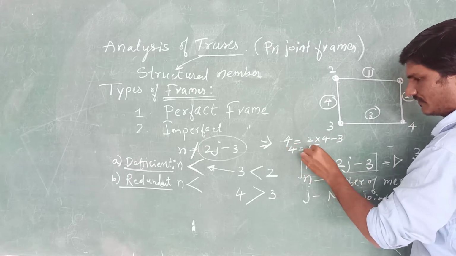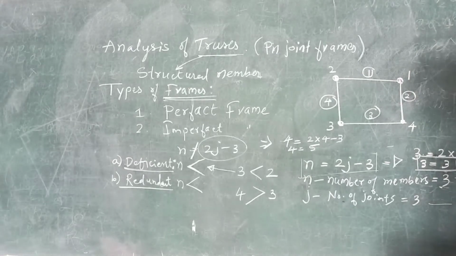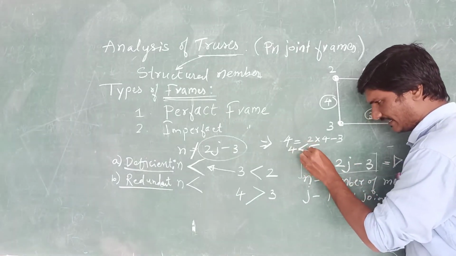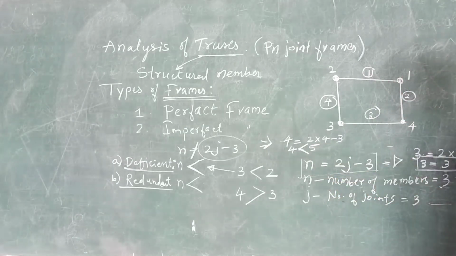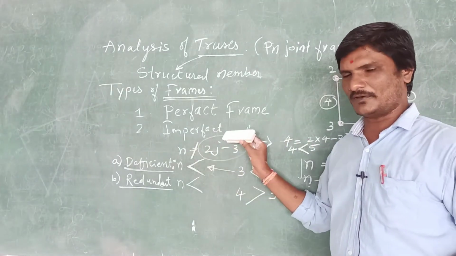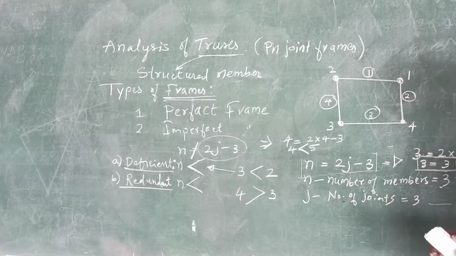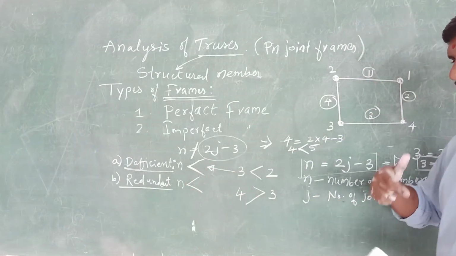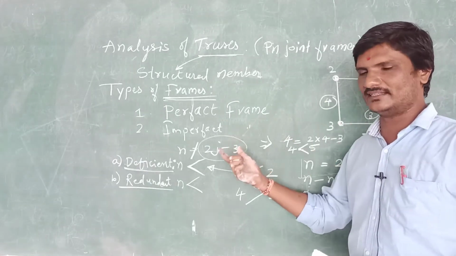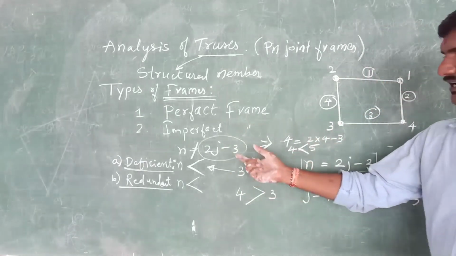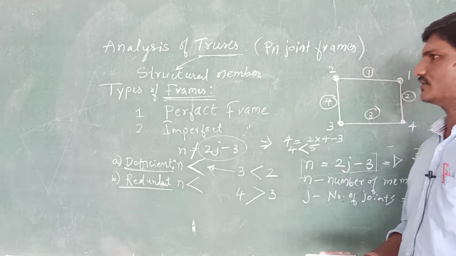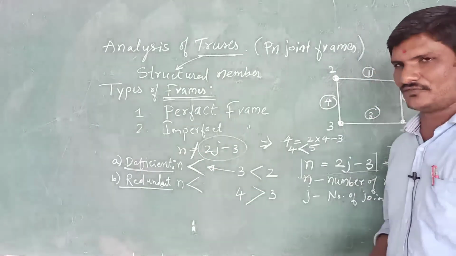So 4 is not equal to 5. It means the number of members is less than the equation. It means it is a deficient imperfect frame. Okay, if the number of members is more than the equation, then we will call it a redundant imperfect frame. So this is about the types of frames.